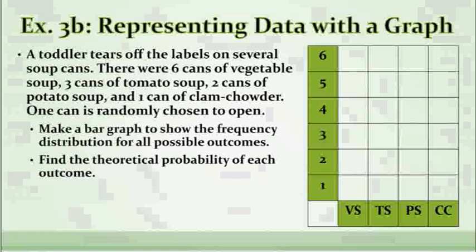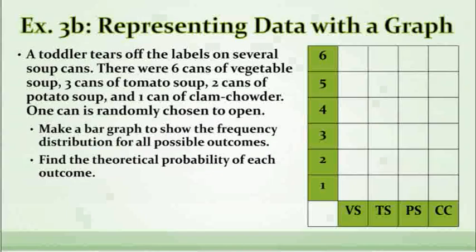And our final one, a toddler tears off the labels on several soup cans. There were 6 cans of vegetable soup, 3 cans of tomato soup, 2 cans of potato soup, and 1 can of clam chowder. 1 can is randomly chosen to open. Make a bar graph to show the frequency distribution for all possible outcomes. Then find the theoretical probability of each outcome.